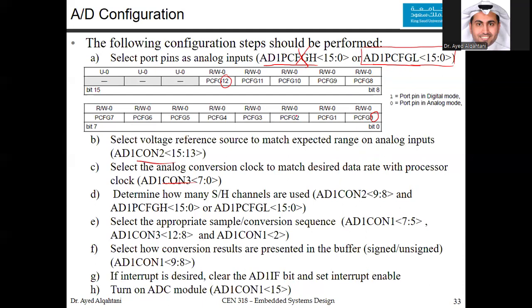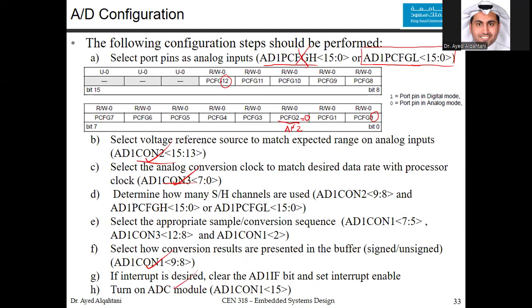You choose the BCFGs that you need to work on. So let's say that you want to use AN2, then this value should be equal to 0 now. Remember, before this lecture, we always made this value equal to 1. Now, if we want to use an analog value, we make it equal to 0. Other than that, specify the control register 2, 3, 1, and then the last step, turn the ADC on.